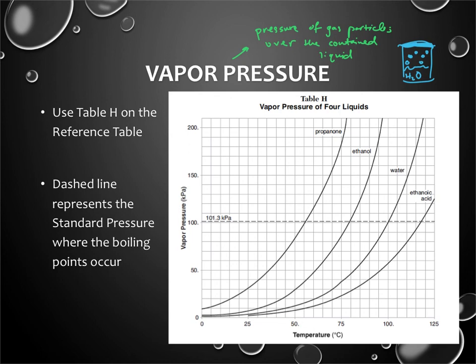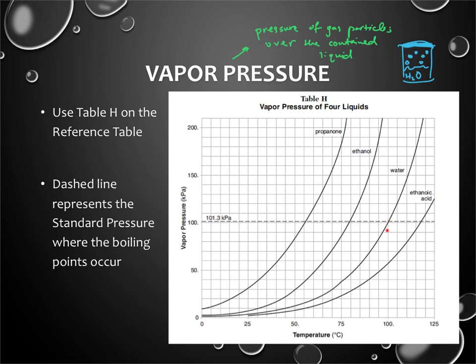So how do we use this chart then? If you look at this main point, the dashed line represents the standard pressure where the boiling points occur. That's important to know. As temperature increases, the vapor pressure increases. We're going to follow this line for water. As you increase temperature, vapor pressure increases, so there's a buildup of pressure inside the container until you reach this dashed line. That is the standard pressure of the outside surroundings. This is when our vapor pressure matches the surrounding atmosphere, so we're going to reach our boiling point.